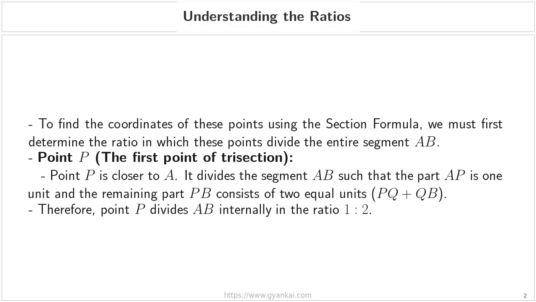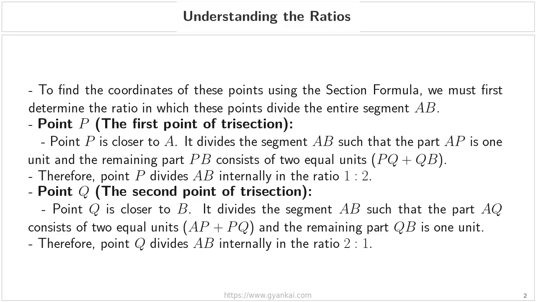If you look at the segment, point P is positioned closer to point A because we are dividing the line into 3 equal parts. The distance from A to P is just one single unit. However, the remaining part of the segment, from P to B, is made up of the other 2 equal units. Specifically, the distance from P to Q plus the distance from Q to B. Because of this, we say that point P divides the segment AB internally in the ratio 1:2.